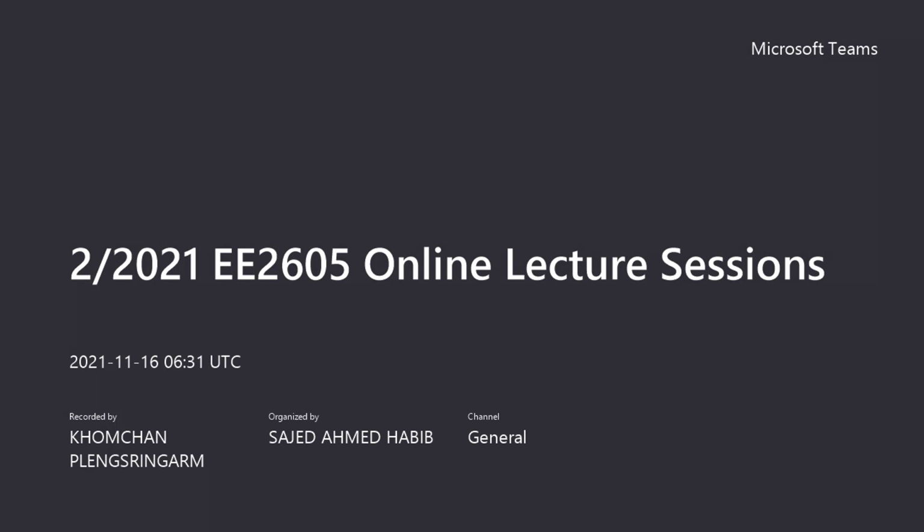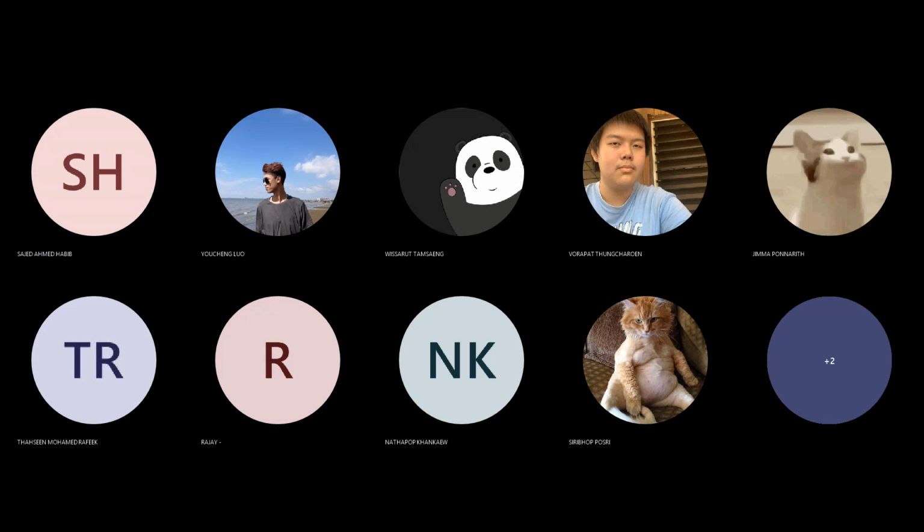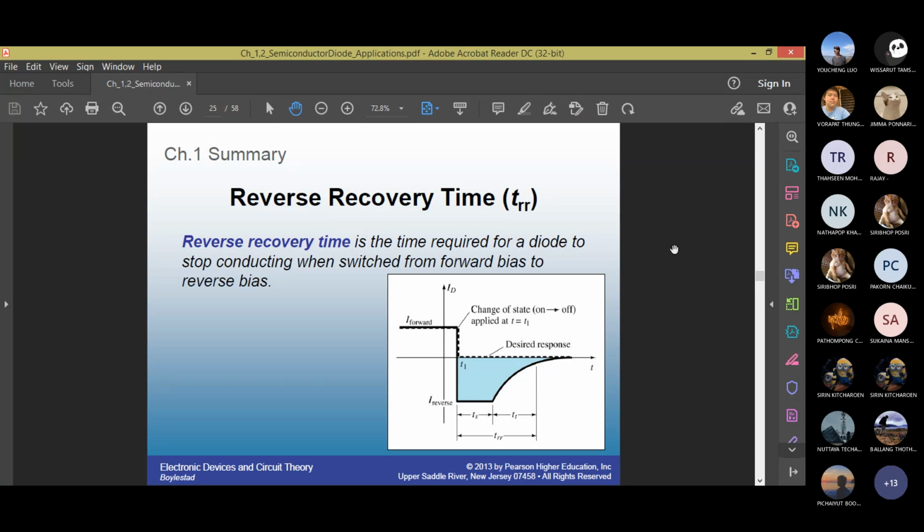Slide number 25 of chapter 1, reverse recovery time for a diode when you switch from a forward bias to reverse bias state. We talked about this in our last class, and that's when I stopped. Let's move on to the next topic.